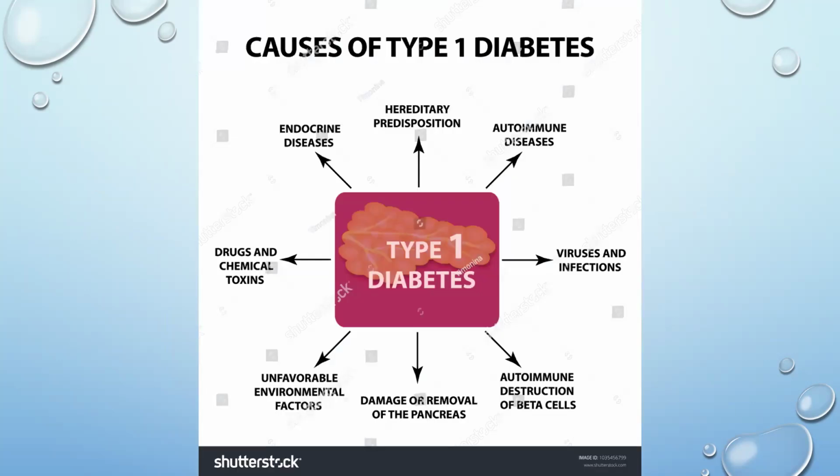The causes of type 1 diabetes mellitus are a hereditary predisposition, autoimmune diseases, which lead to the autoimmune destruction of the beta cells of the pancreas, viruses and infections, damage or removal of the pancreas, unfavorable environmental factors, drugs and chemical toxins, and endocrine diseases.